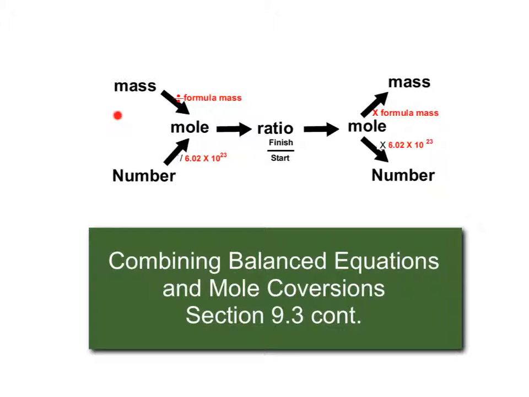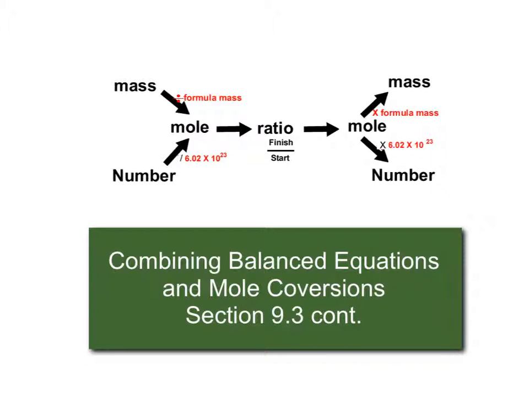If you're given the mass in grams, then you're going to use the formula mass or the molar mass to get to moles. If you're given the number of particles, then you use Avogadro's number to get to moles. Once you have moles of what you're given, then you're going to use the ratio from your balanced equation to get the moles of what you're looking for. And then again, use the molar mass or the formula mass to get the mass, or use Avogadro's number to get the number of particles.